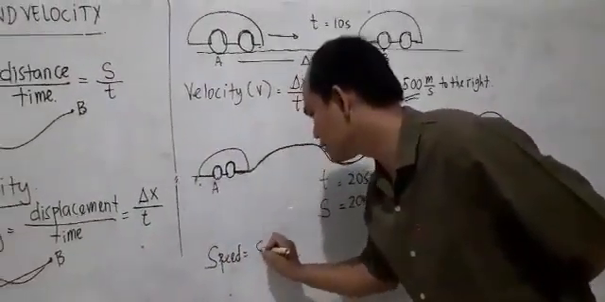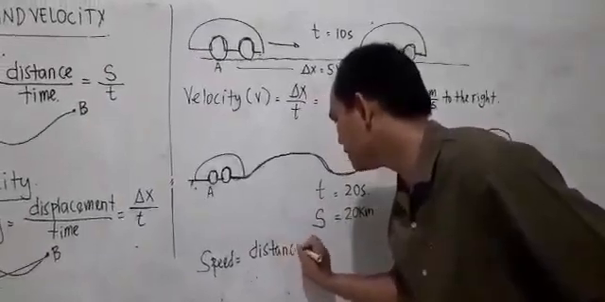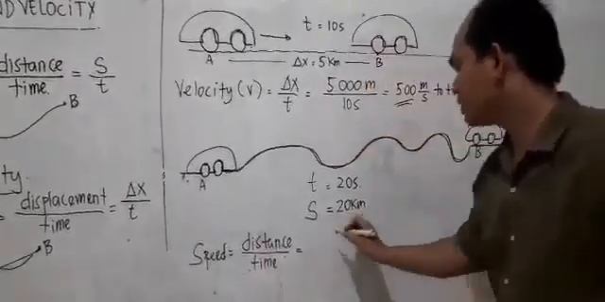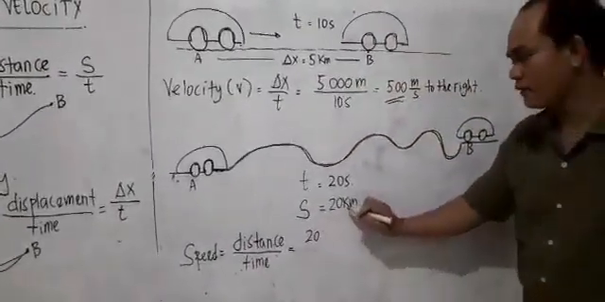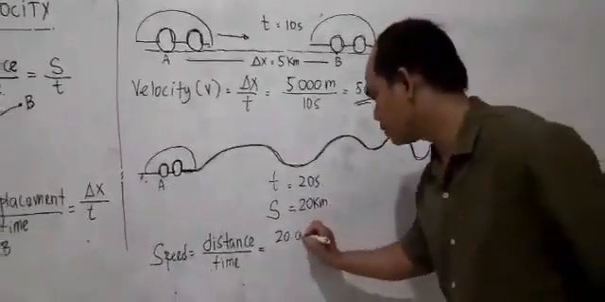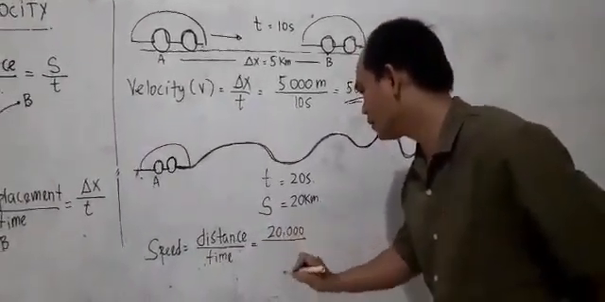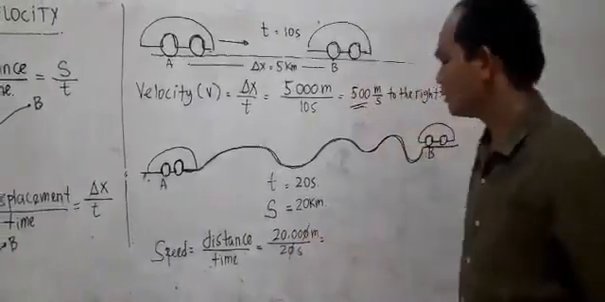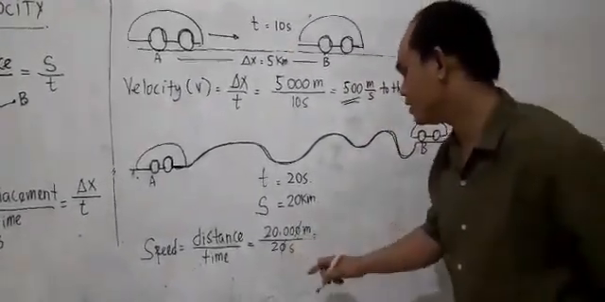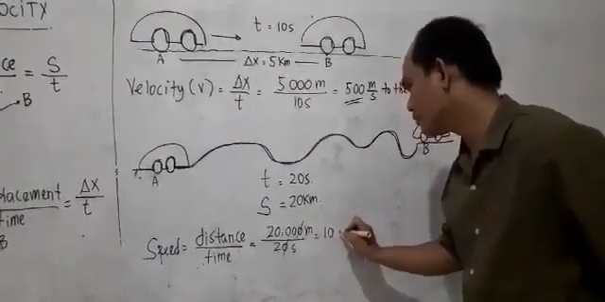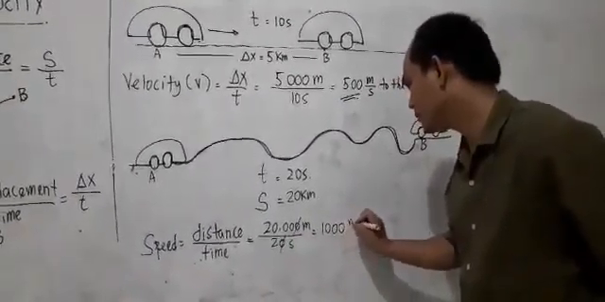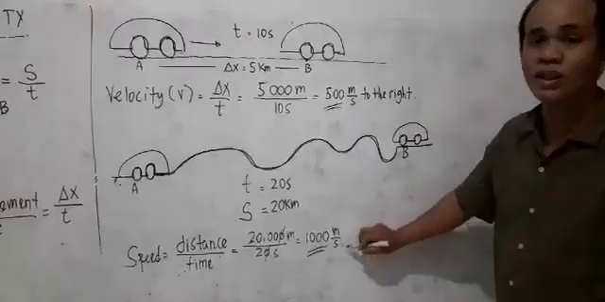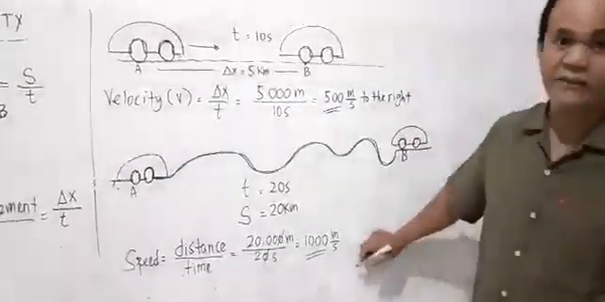The speed, remember, is distance divided by time. The distance is 20. Remember, we should convert kilometers to meters. It becomes 20,000 divided by 20 seconds. Now, it becomes 2,000 divided by 2. It becomes 1,000 meters per second. No direction, it has only magnitude, it has only value.